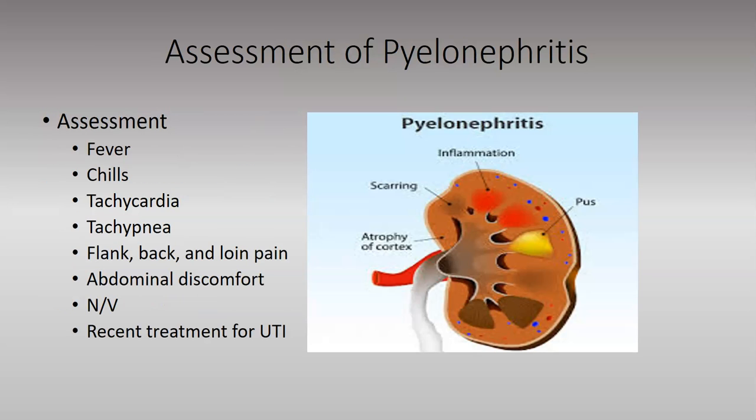So assessment is going to be fever, chills, tachycardia, tachypnea, flank pain and loin pain, abdominal discomfort, nausea, vomiting, and recent treatment for a UTI. So if you have a patient who has had a UTI, was on antibiotics for, let's say, 7 to 10 days, and then within a week after that they come back with another UTI, it's because the antibiotics weren't strong enough to get rid of what they had. That simple UTI, again, if the antibiotics were not good enough to fix it, it will literally just travel north until it gets to pyelonephritis, and at that point they just need stronger antibiotics.